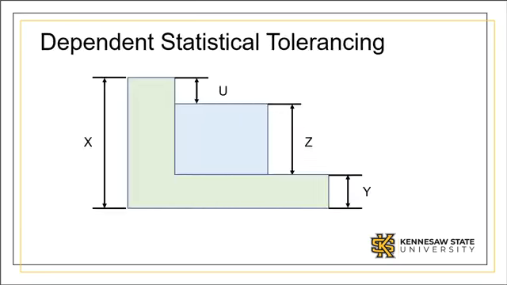Sometimes tolerance loops consist of dimensions that are dependent. In the picture shown here, dimension x and dimension y are dependent because they are associated with the same part. Effectively, x and y are correlated. This means that our determination of the standard deviation will be impacted based on this correlation.